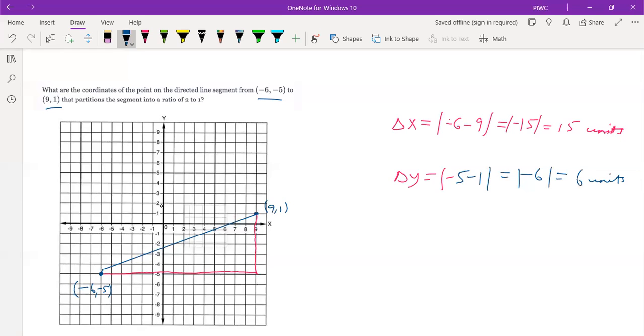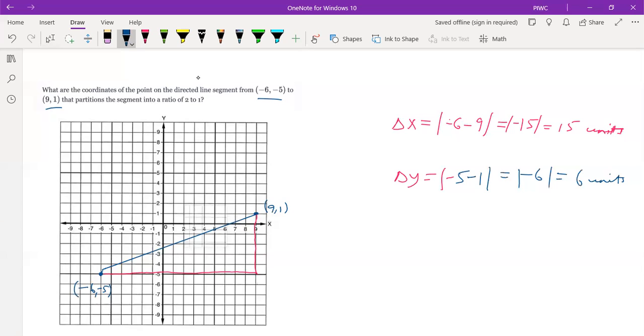All right, so let's check again. I think I counted it incorrectly here. So we have 1, 2, 3, 4, 5, 6. Okay, so 6 units separating the two numbers here. 6 boxes in between.